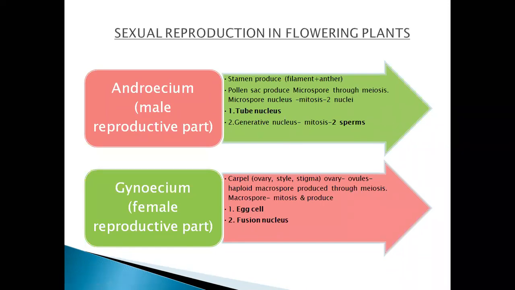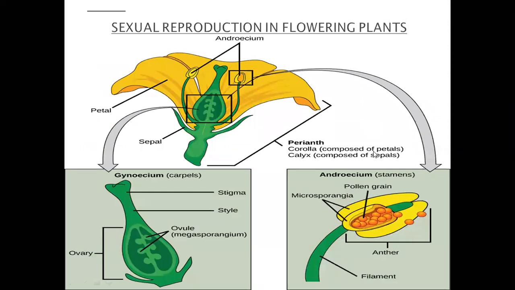If you remember this part that I described here, the tube nucleus and the two sperms, then you will be able to understand the next terms that I will describe, fertilization and double fertilization. For that purpose, please remember these things. Next is the gynoecium, that is the female part.